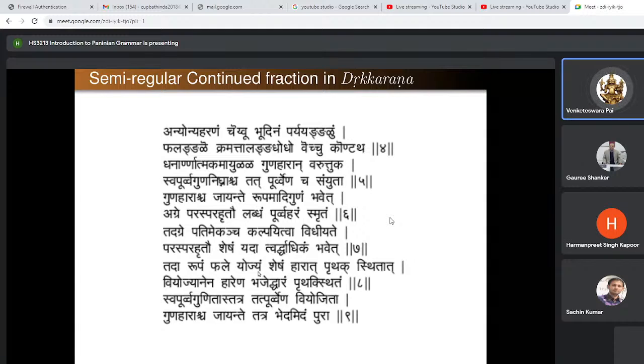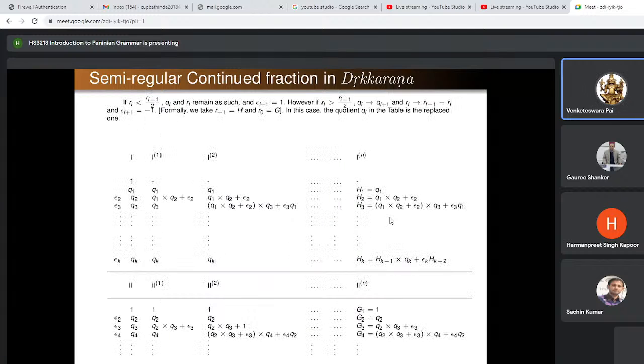So whatever the next quotient that you will be obtaining, you need to add one to that next result. Okay. Then shesham harat. Then you need to continue the procedure or the process as done before. Okay. For example, the same way.